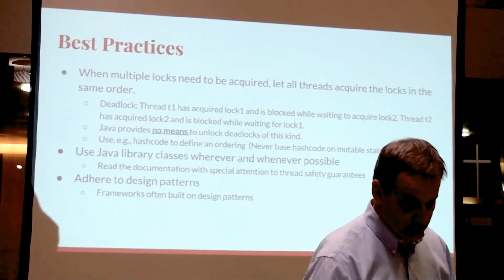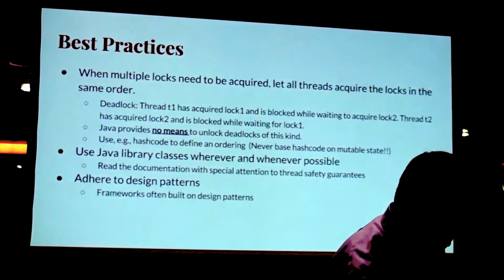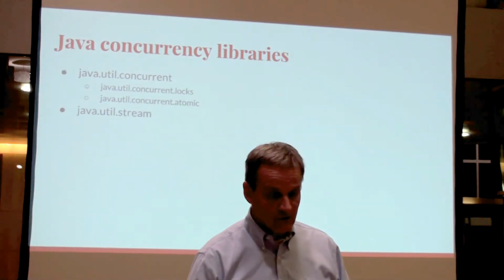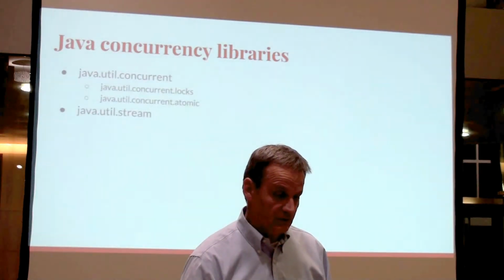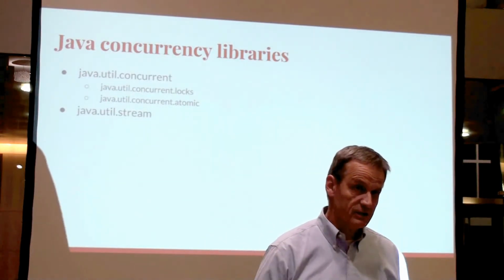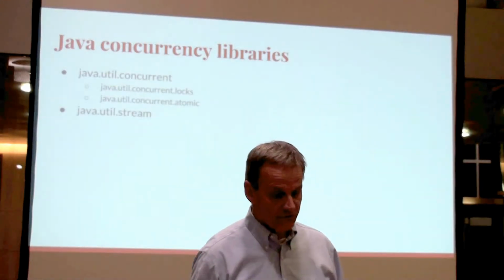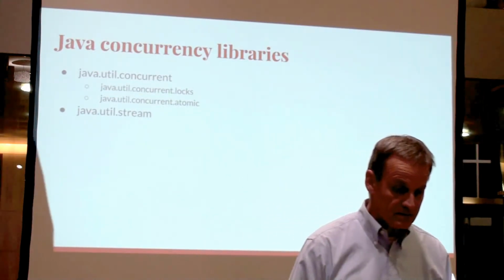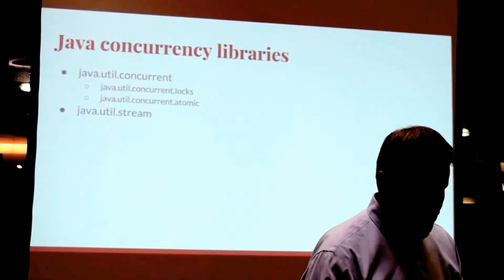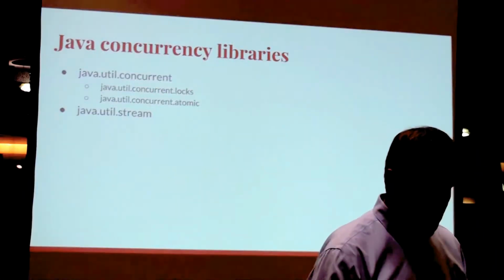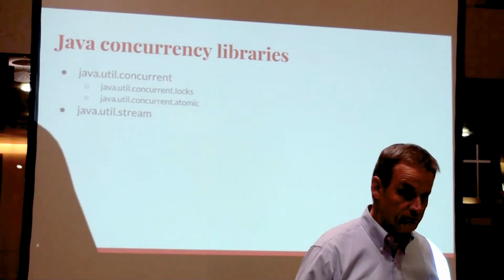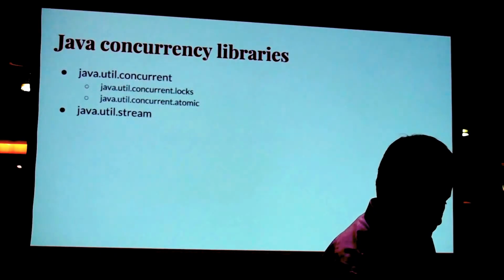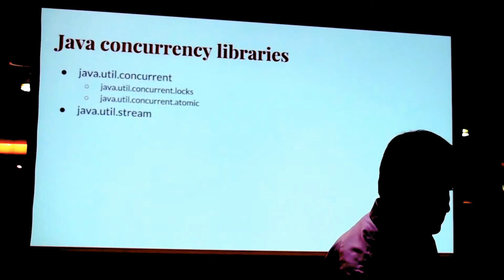And there are some design patterns and frameworks that are built around them. Concurrency libraries, java.util.concurrent, and it has some sub-packages in there. It contains lots and lots of interfaces and classes. And then in Java 8 there's also java.util.stream. Most of these classes in java.util.concurrent were introduced in Java 1.5. Fork join, and that fork join framework was introduced in Java 1.7.